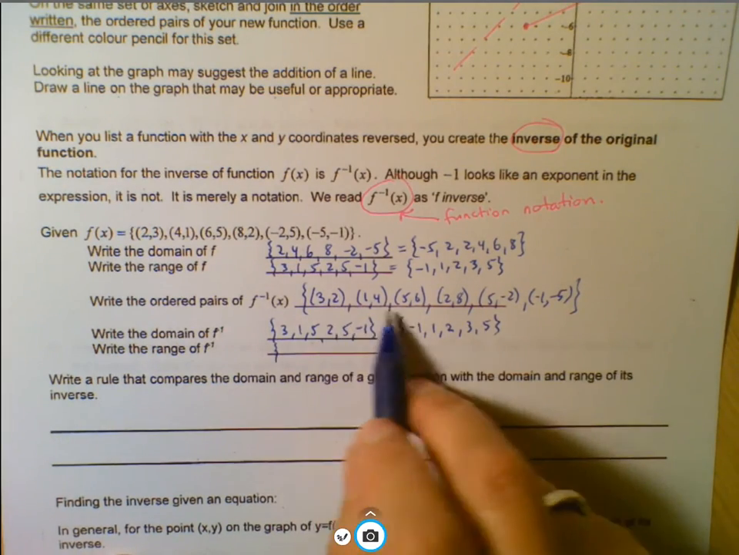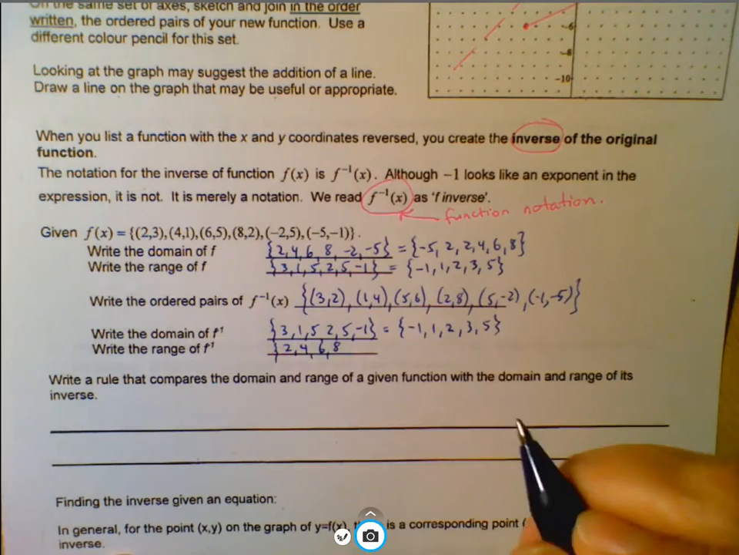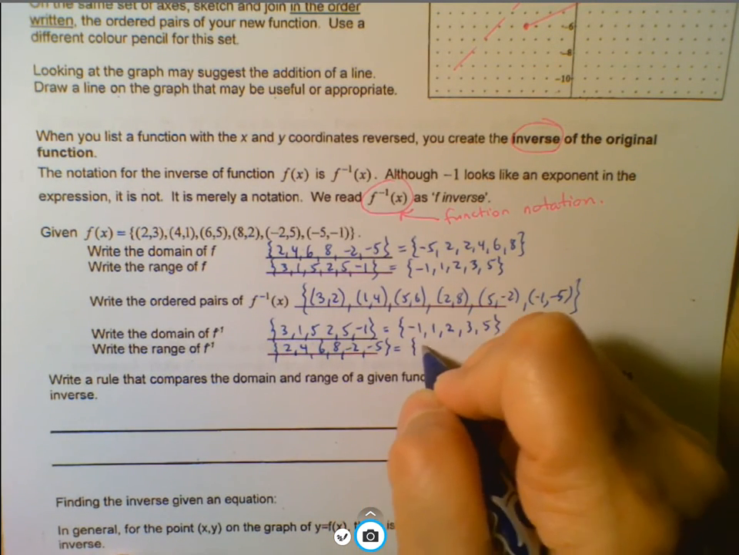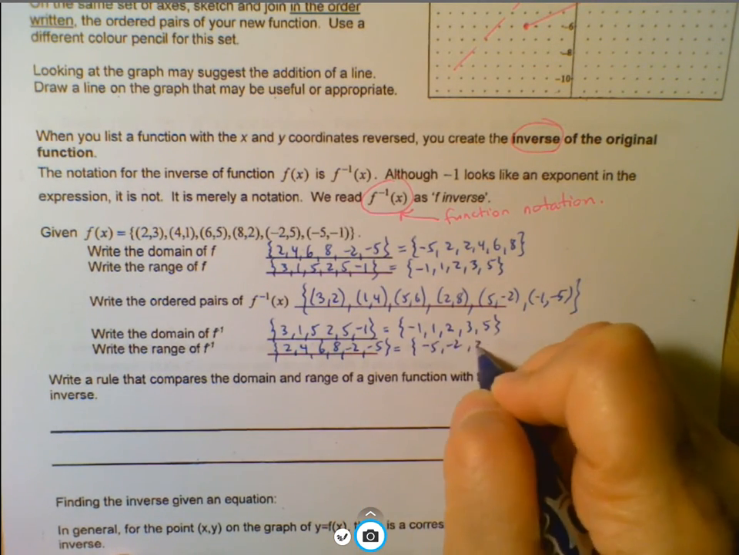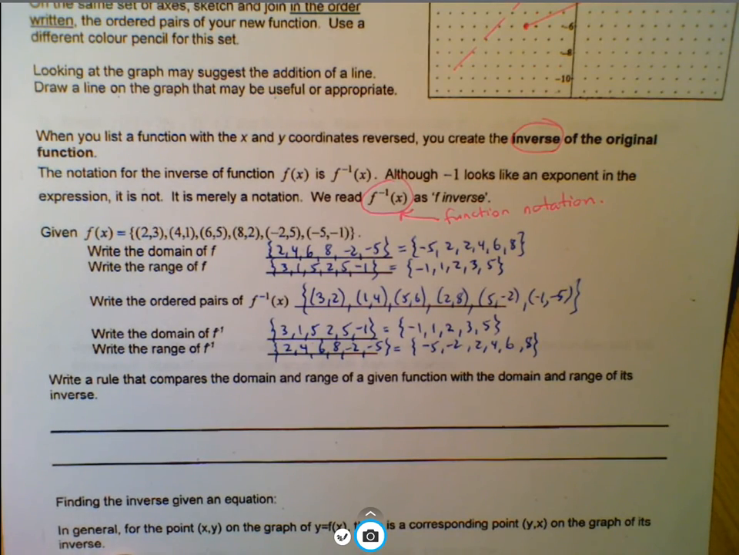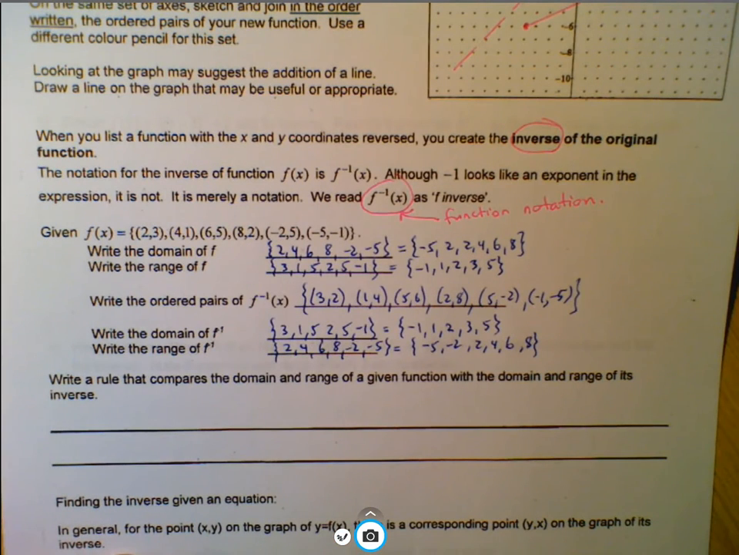And the range is going to be all the y values. So hopefully you're seeing some kind of pattern here. -2, -5. I'll put that in order: -5, -2, 2, 4, 6, 8. So what do you notice about the domain and the range?